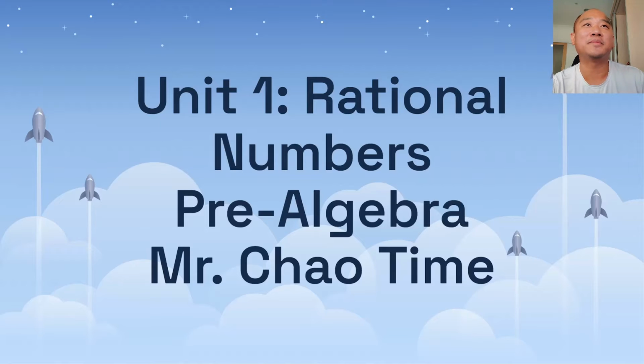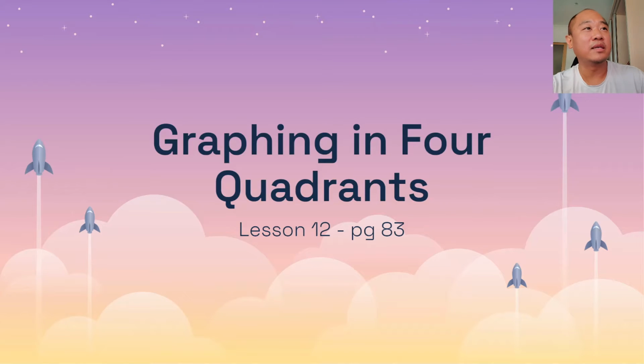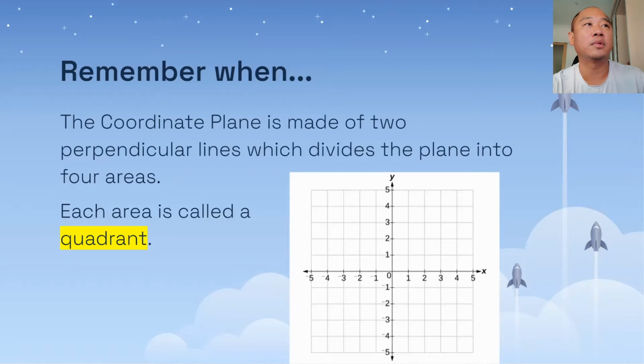Mr. Chow time. This video is on graphing in 4 quadrants. Lesson 12, page 83 if you're following along in the book.